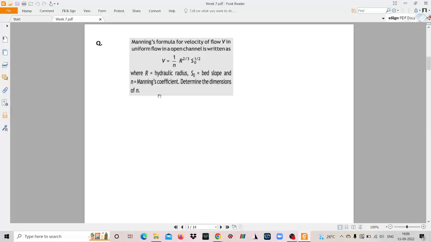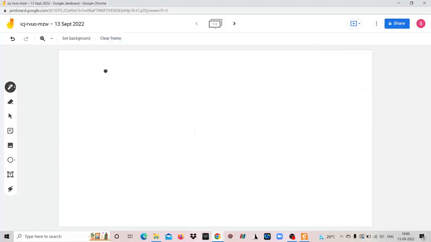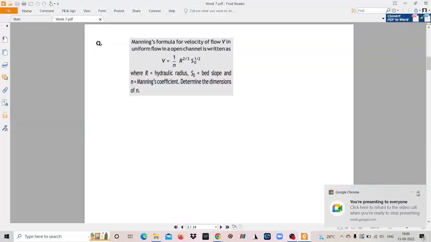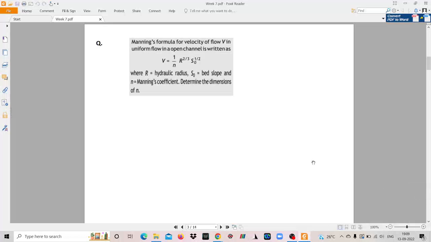Manning's formula for the velocity of uniform flow in an open channel is written as V = (1/n) R^(2/3) S^(1/2), where R is the hydraulic radius, S is the bed slope, and n is the Manning's roughness coefficient. You have to determine the dimensions of n. This is a very simple question which basically requires the fulfillment of the principle of dimensional homogeneity.